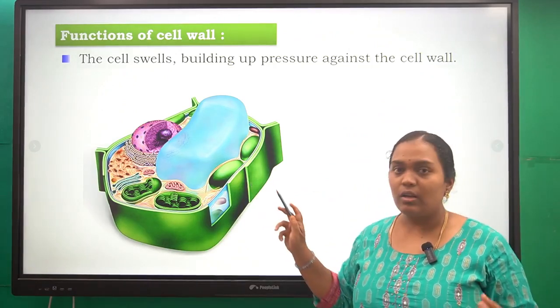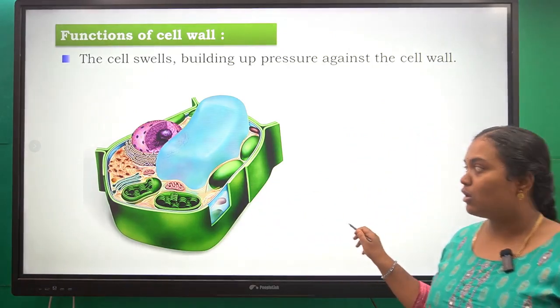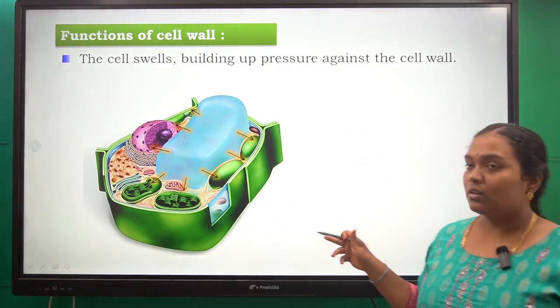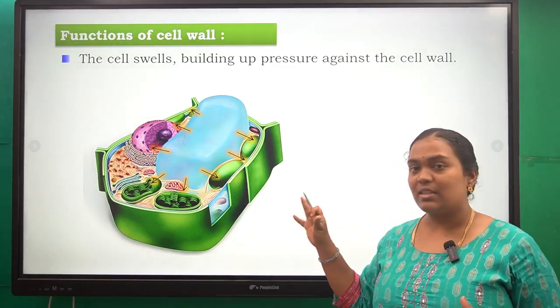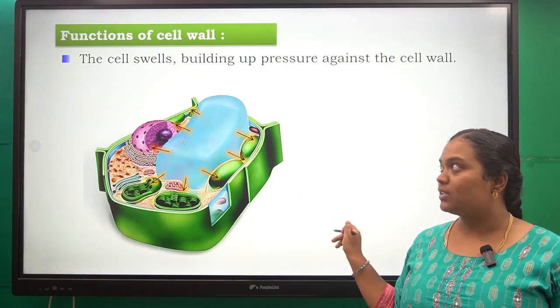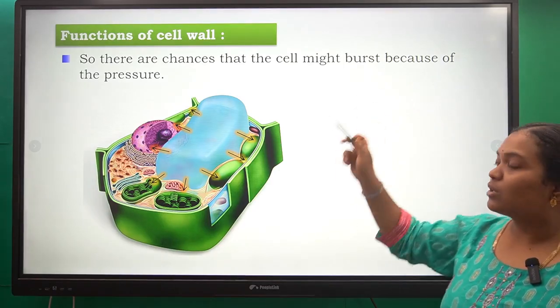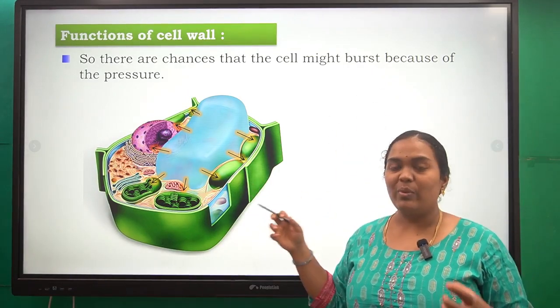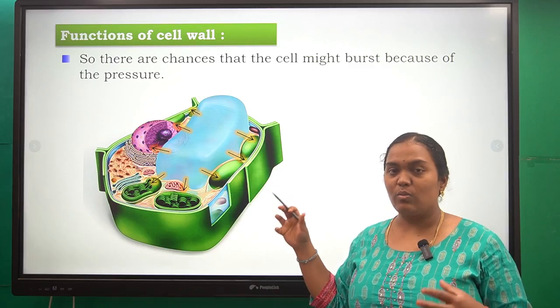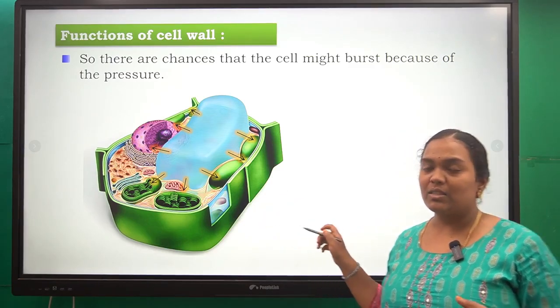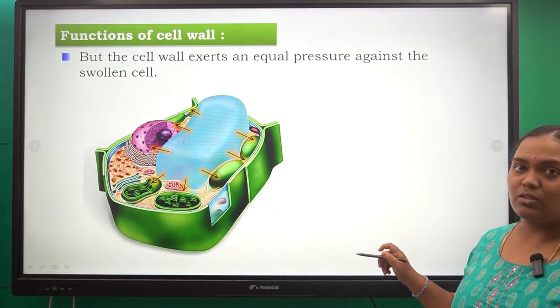So there is pressure or force being put on the cell wall, and the cell wall is not going to get damaged so easily because it has a high amount of strength from cellulose. There are chances that the cell might burst because of the pressure. If the pressure is more than the capacity of the cell wall to hold it, there will be bursting of the cells or breakage of the cell.